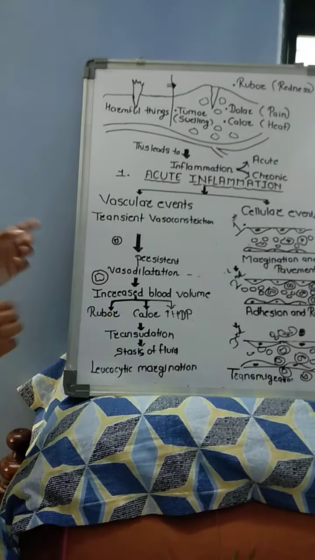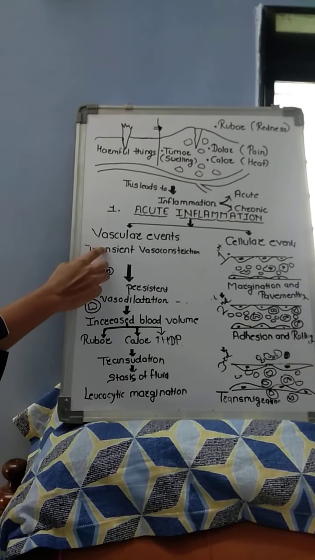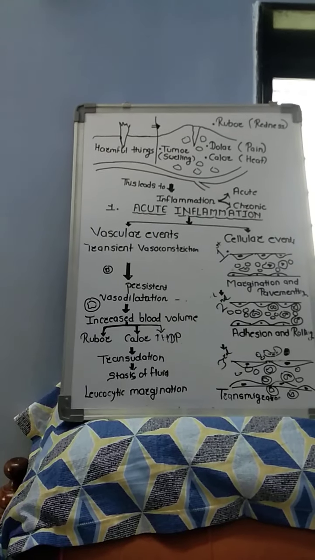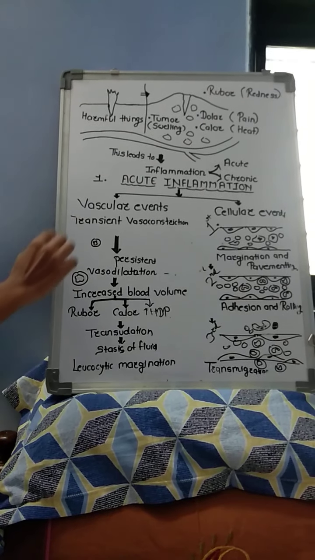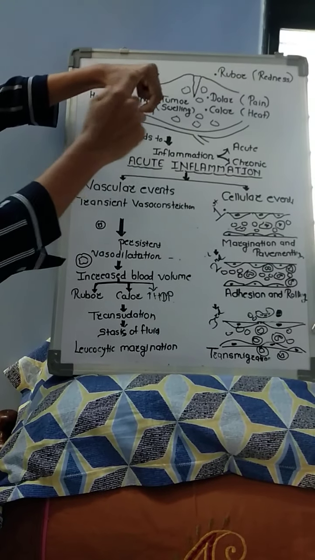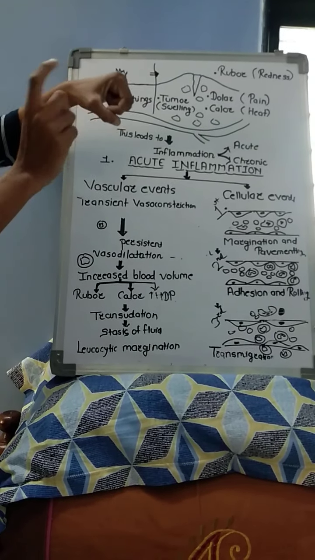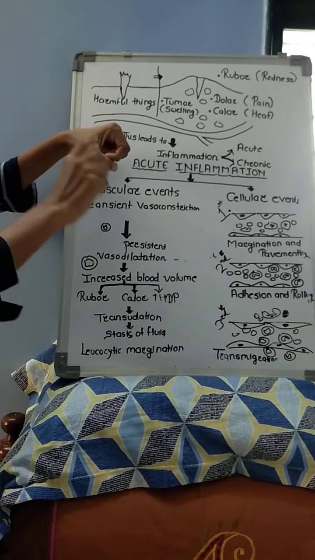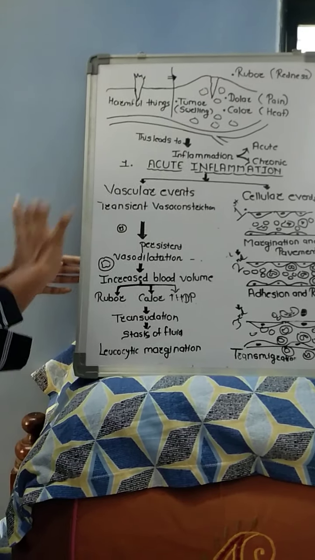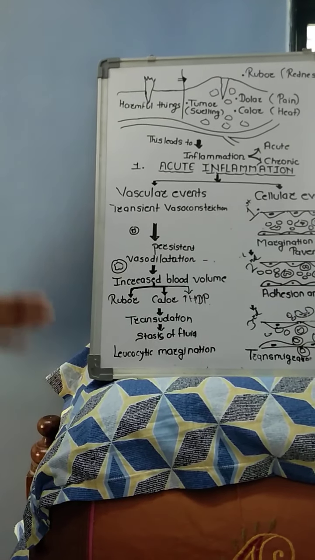And how does this acute inflammation occur? There are 2 events occurring simultaneously, that is vascular events and cellular events. Firstly, when injury occurs, there is transient vasoconstriction of the vessel. When the injury is mild, this occurs for 3 to 5 seconds, and when the injury is big, this can occur for 4 to 5 minutes.